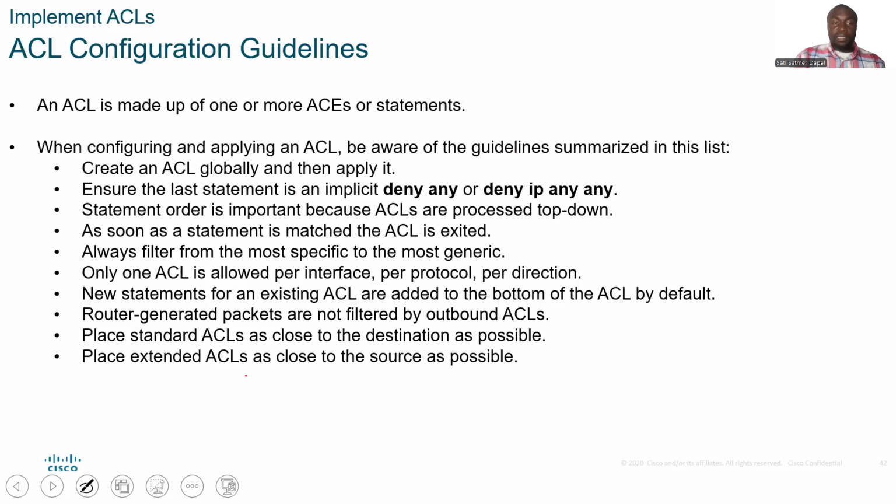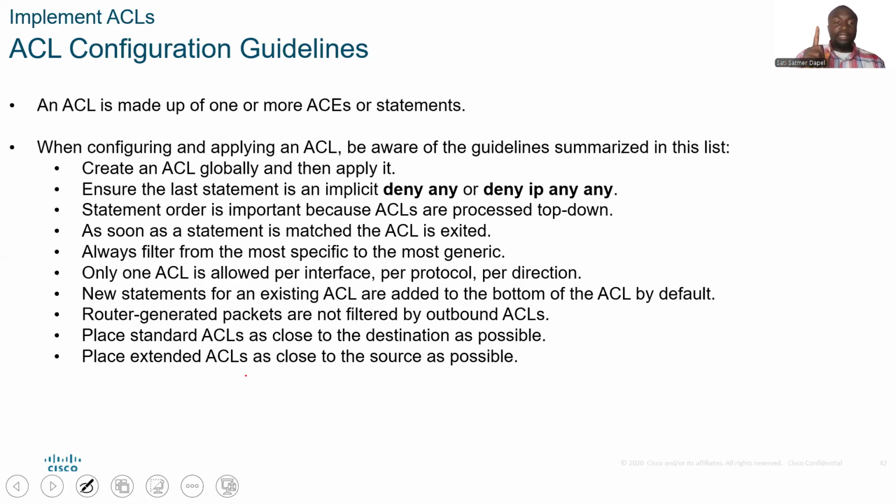How about implementing access lists? Access control list configuration guidelines. When configuring and applying access lists, be aware of the guidelines that we have summarized here. One, create an access list globally, then apply it. When you say globally, you are thinking about how it affects the router in its entirety. And that's why when you are configuring, you configure it in what we call the global configuration mode.